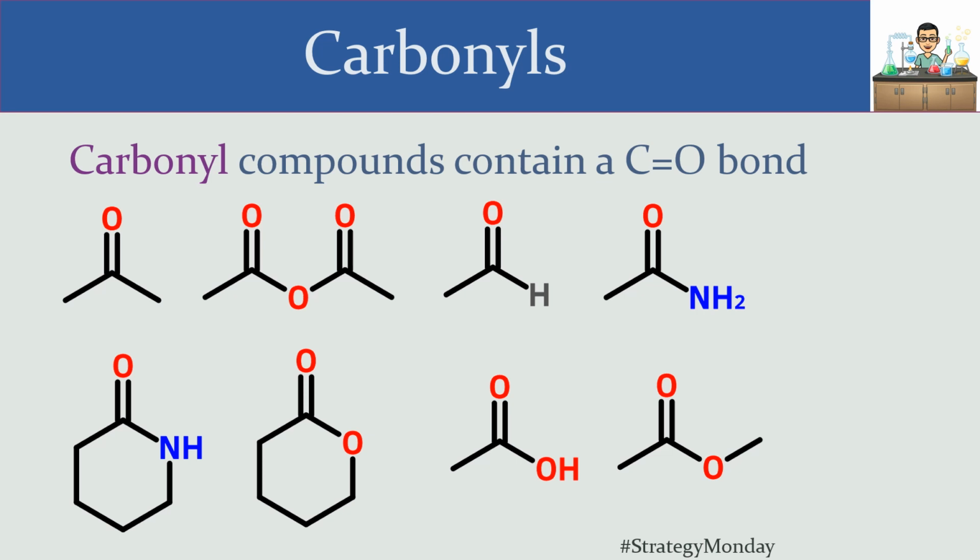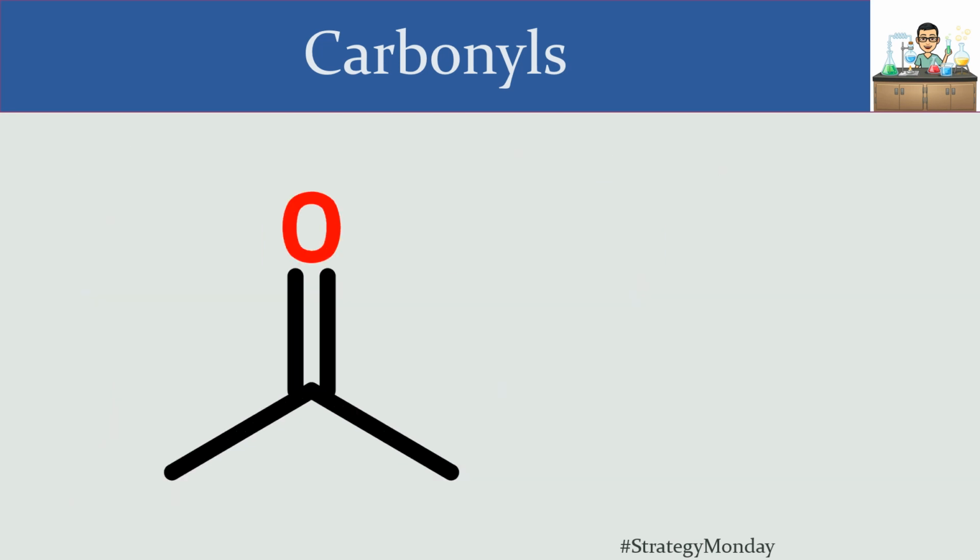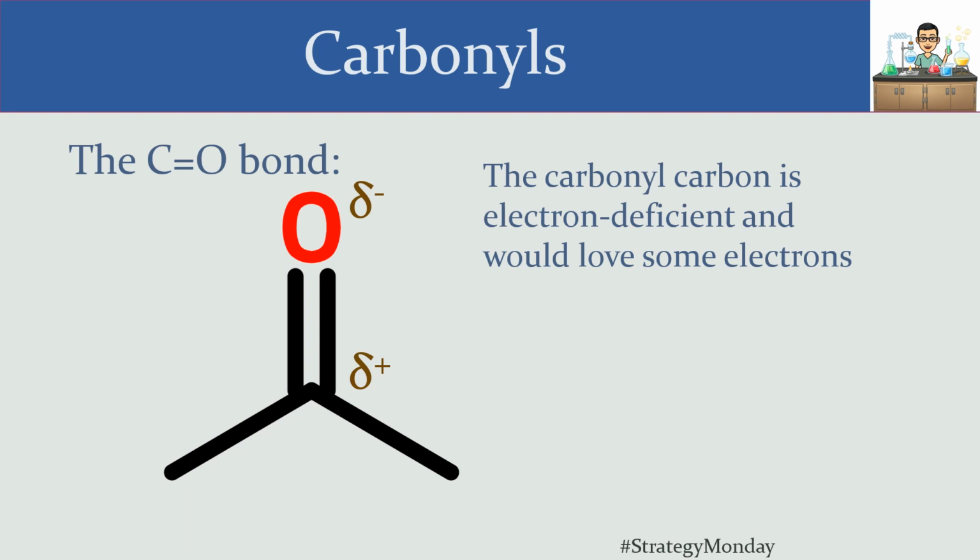What we're going to talk about today are characteristics that are relevant to all of these carbonyl compounds. When we take a look at a generic carbonyl compound, we have an oxygen and a carbon in a double bond with each other, and that has some pretty big consequences for the chemistry of this molecule. Within that carbon-oxygen double bond, the oxygen has a partial negative charge and the carbon has a partial positive charge, as a result of oxygen being more electronegative than carbon. So the carbonyl carbon, the one immediately double bonded to the oxygen, is electron deficient.